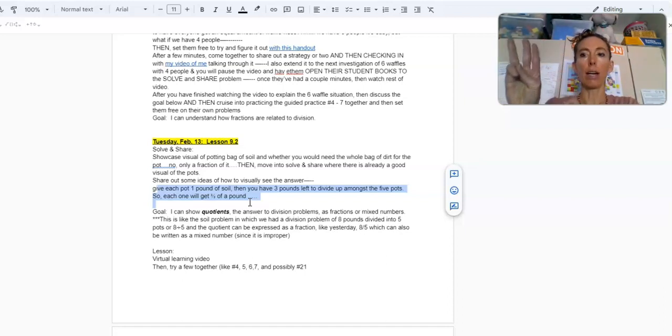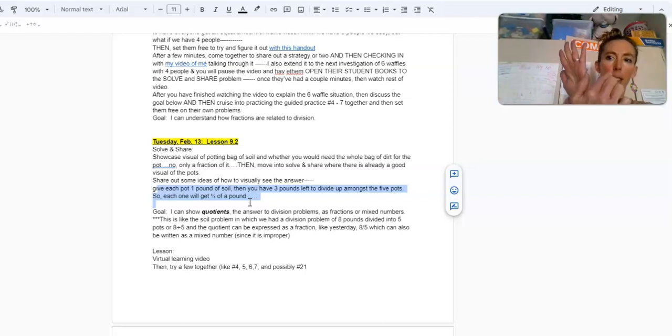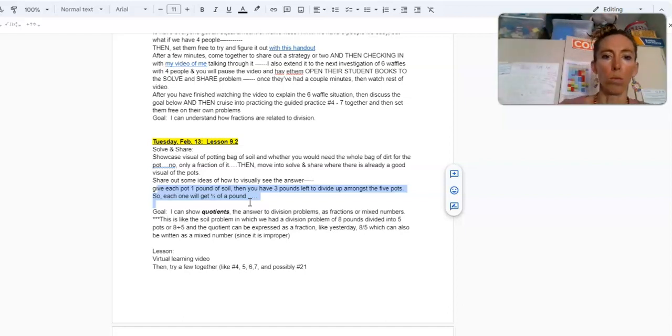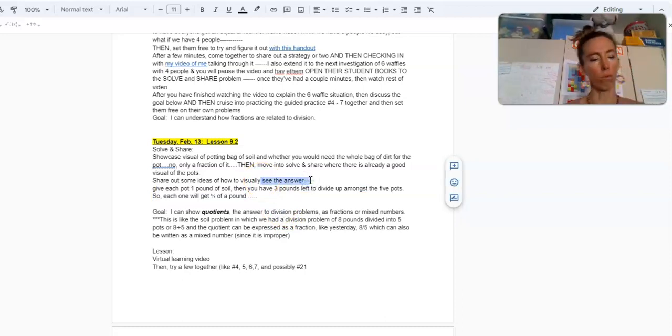3. So now I have to take these 3 pounds and divide them up amongst 5 pots. So I'm going 3 pounds divided by 5, which is 3/5. So each pot will be 1 3/5 of a pound. If you don't want to go through the actual answer and you just want to give some ideas in the room, or maybe no one really knew, then just move on to the goal.